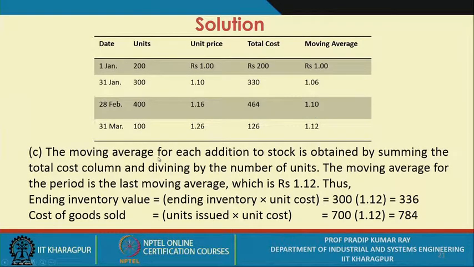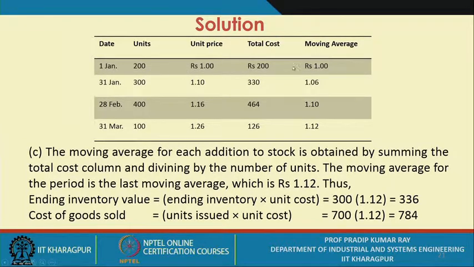So, if you apply the moving average technique, that means the moving average for each addition to stock is obtained by summing the total cost column and dividing by the number of units. The moving average for the period is the last moving average, which is rupees 1.12. Okay. So, this we have already calculated.